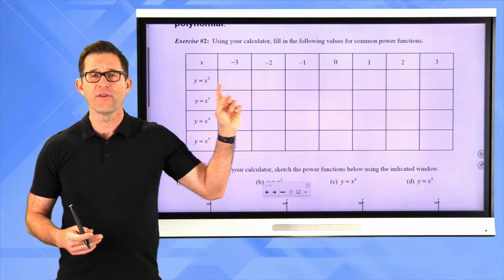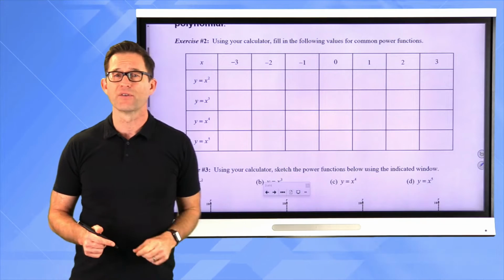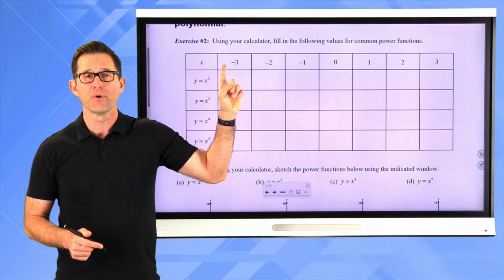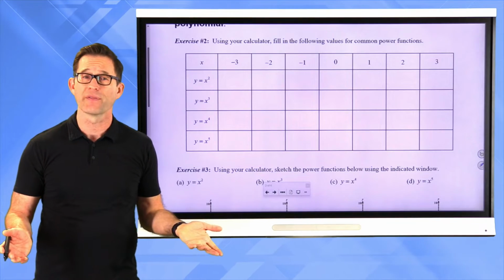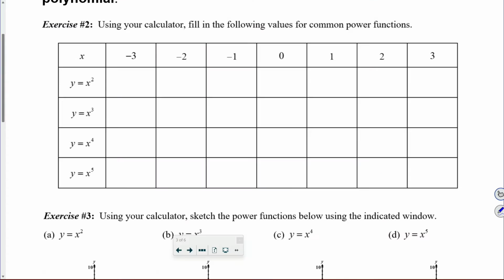Now, you may not need to use your calculator to do these, right? So for instance, let's fill in the row for y equals x squared together. We're just taking our inputs of -3, -2, -1, 0, 1, 2, and 3, and we're squaring them. So when I square -3, I get 9. When I square -2, I get 4. When I square -1, I get 1. When I square 0, I get 0, then 1, 4, and 9.